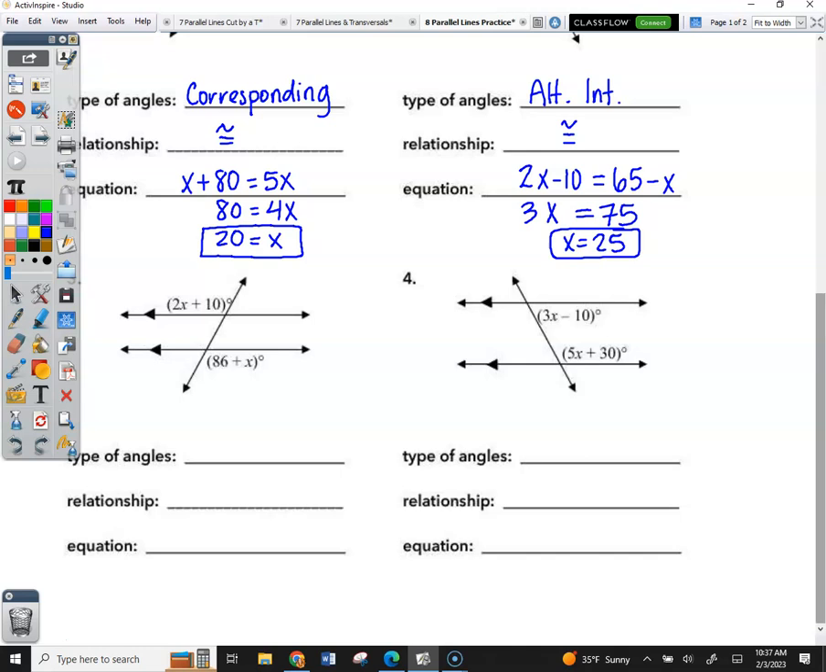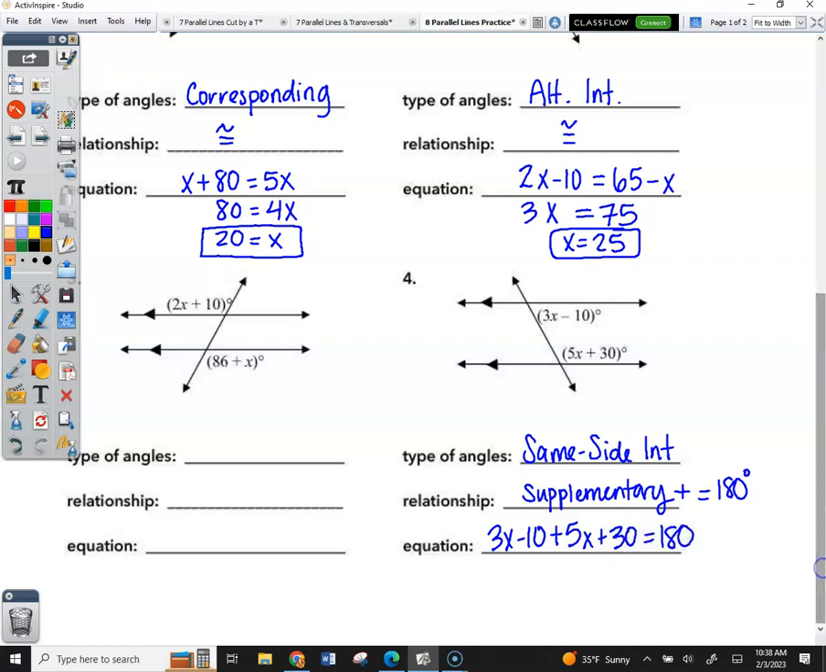Those are same side interior, right? Very good. Same side interior, which means they do what? And then let's use that vocab word. They are supplementary, which means adds to equal 180, which is telling you how to set it up. So 3x minus 10 plus 5x plus 30 has to equal 180. And then now solve that.